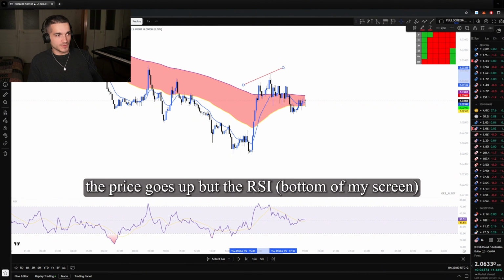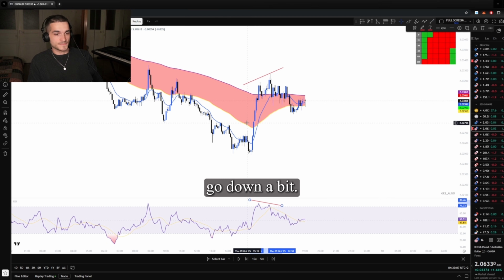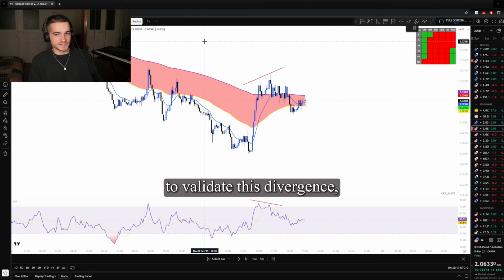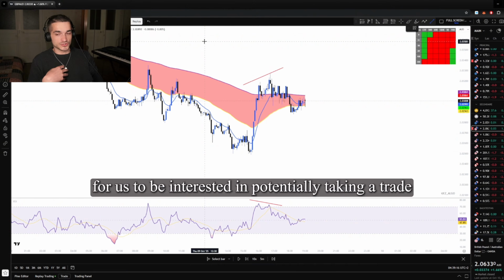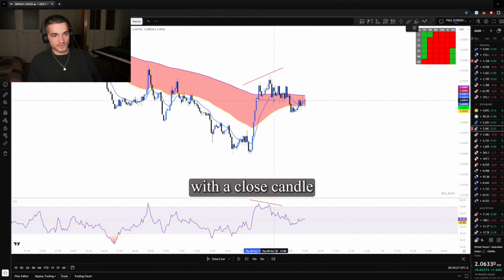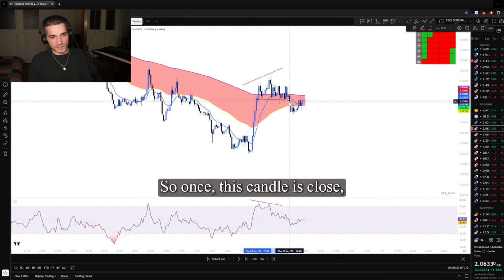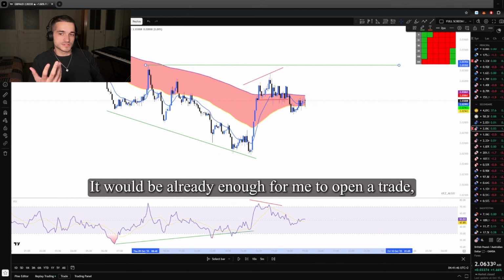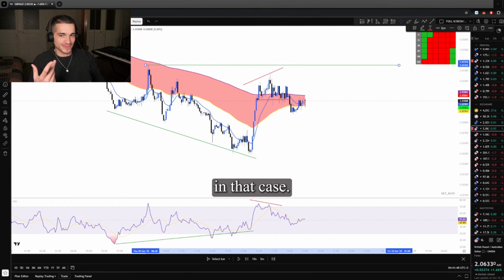The price goes up, but the RSI, bottom of my screen, goes down a bit. And if you saw my video and know how divergence works, to validate this divergence, for us to be interested in potentially taking a trade, we need to break the lower point between the 2 highs with a candle close. So once this candle is closed, we have our bearish divergence valid. So it will already be enough for me to open a trade in that case.